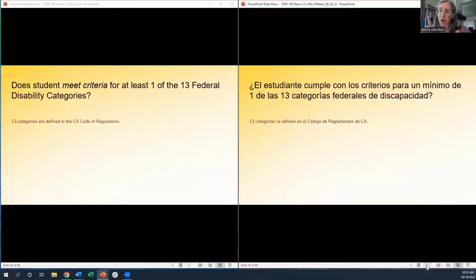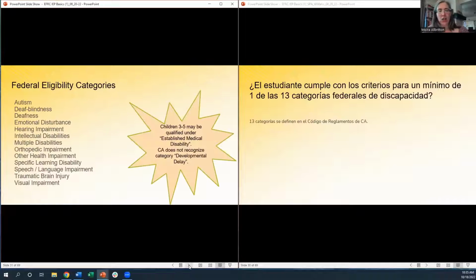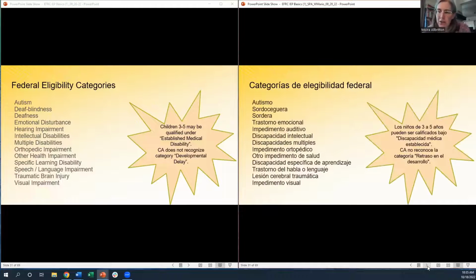So the first prong of the three-prong test is, does the student meet criteria that is in education code for at least one of 13 federal disability categories? And so, Joe, we can go to the next slide. These are the 13 federal eligibility categories. These are in law. I have not met someone with a disability who didn't fit into one of these with maybe a little shove, but these are, generally speaking, accepted.